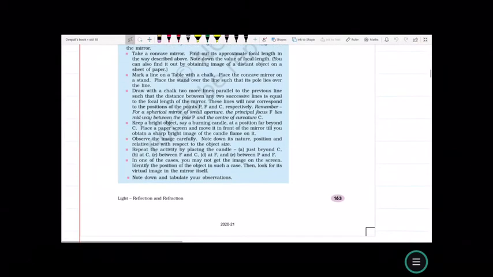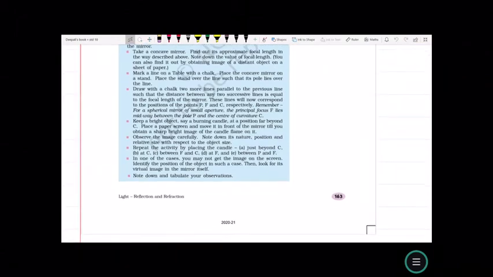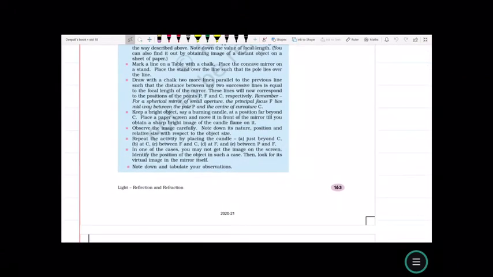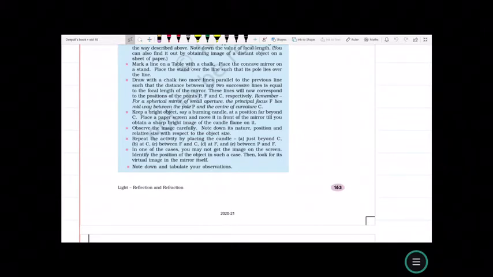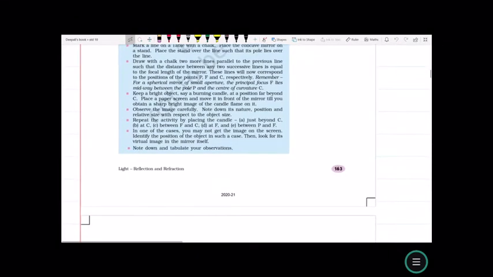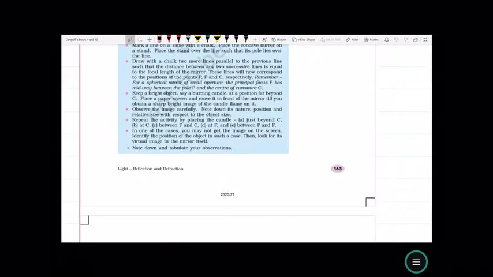Draw with chalk two more lines parallel to the previous line such that the distance between any two successive lines is equal to the focal length of the mirror. These lines will now correspond to the positions of points P, F and C. We know P means pole, F means focus and C means center of curvature respectively. Remember, for a spherical mirror of small aperture, the principal focus F lies midway between the pole and the center of curvature.